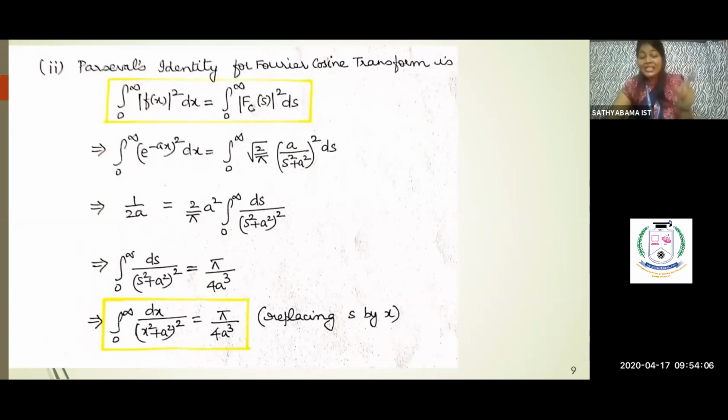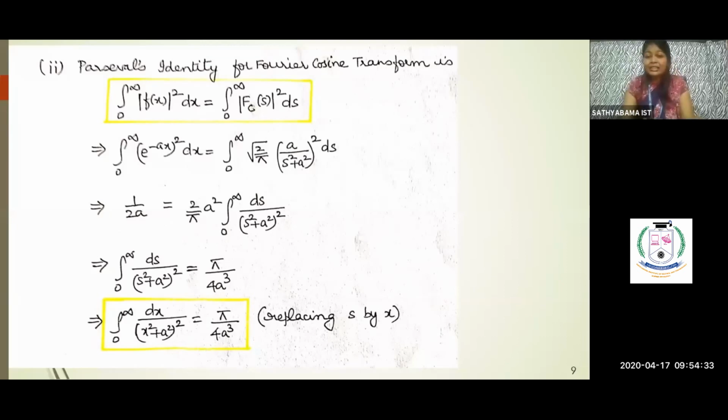But in the question I have dx by x square plus a square the whole square, right? So all you have to do now is simply replace s by x, and bring all the other terms to the other side. You get the result: integral 0 to infinity dx by x square plus a square the whole square is equal to pi by 4a cube. So that's how you evaluate certain integrals, and this is one important problem.